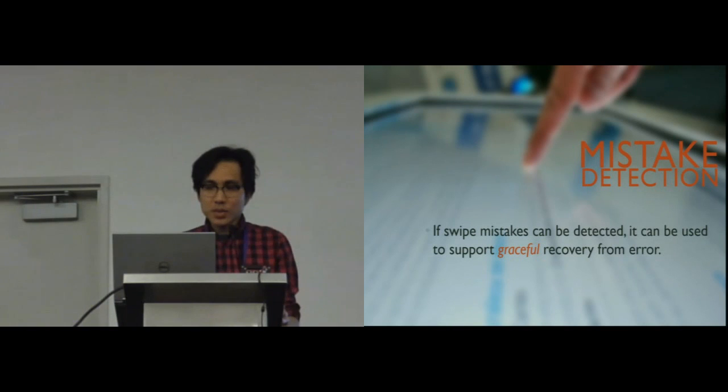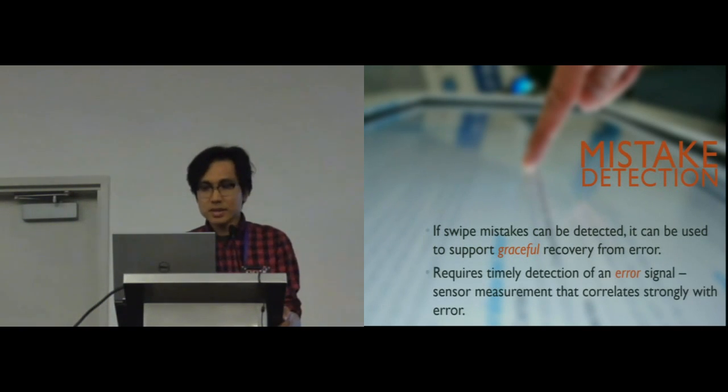So why are we interested in detecting swipe mistakes? If swipe mistakes can be detected, it can be used to support graceful recovery from error. However, this requires timely detection of an error signal from sensor measurements that correlates strongly with a swipe error.